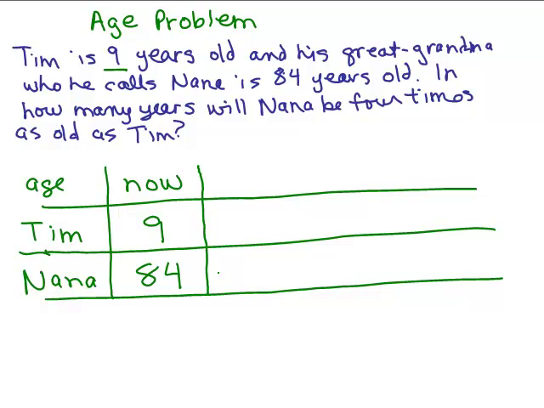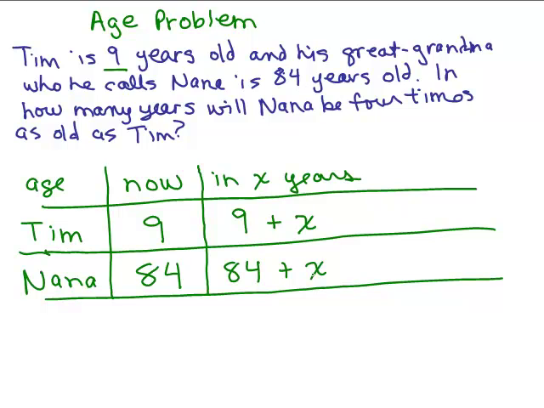And what it's asking for is something about in so many years from now. We're trying to figure out how many years from now. So let's say in X years. There's our variable. Now, how old would you be in X years? In 1 year, you would add 1 year to your age. In 2 years, you would add 2 years to your age. So in X years, you would add X years to your age. So in X years, Tim will be 9 plus X. Nana will be 84 plus X.